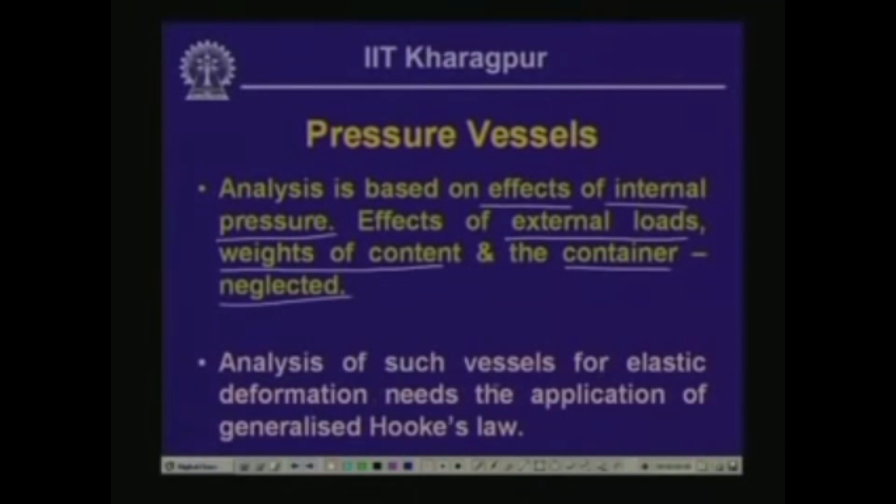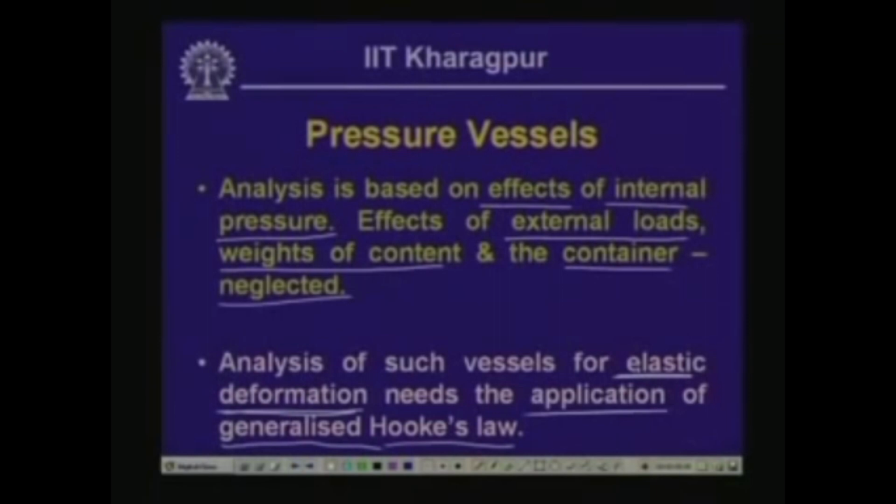Also, the analysis of such vessels for elastic deformation, when we try to compute the elastic deformation of such containers, needs the application of the generalized Hooke's law. This we have seen, where we compute the strains in terms of stresses in the generalized Hooke's law form, where epsilon x is sigma x by E minus mu times sigma y by E minus mu times sigma z by E, and so on. So, we apply these for analyzing strains and thereby the deformation in the pressure vessels.